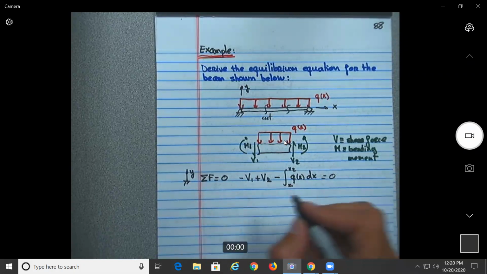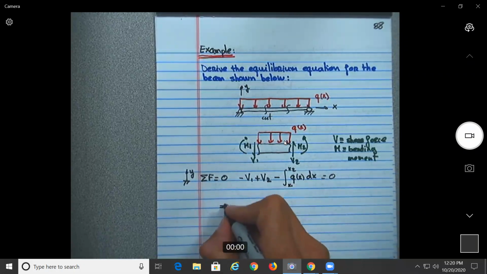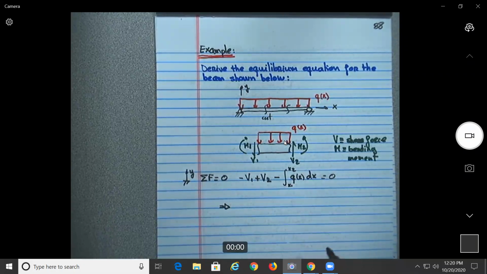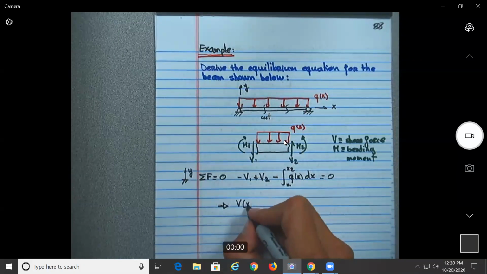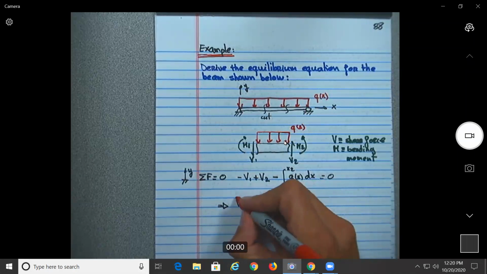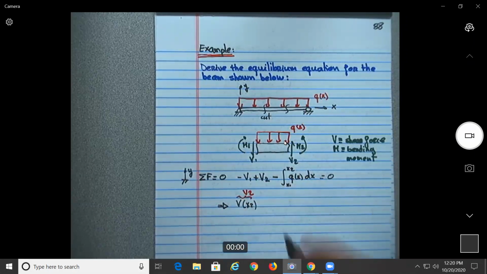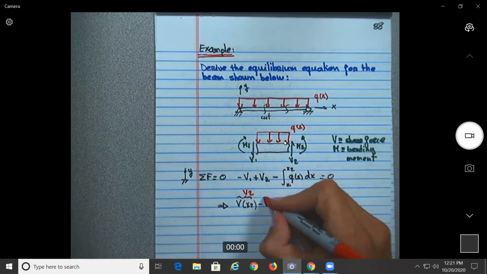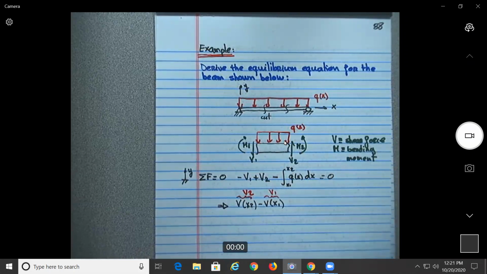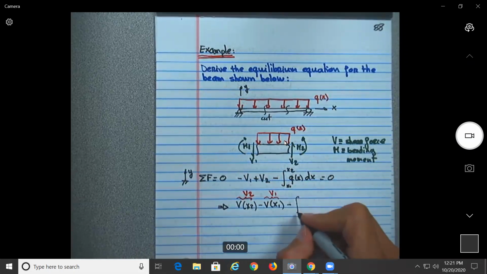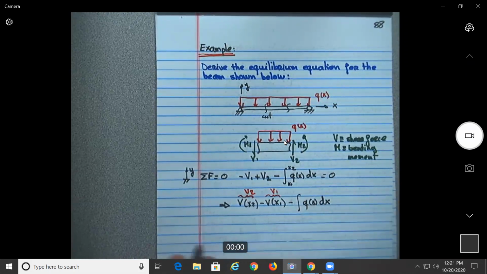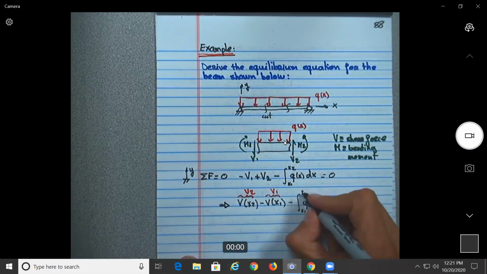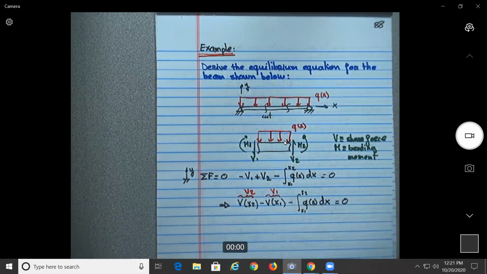All right, let me just rewrite this a little bit differently. If I move this one first, this will be V at x2. This is really V2 minus V at x1. This is really V1 minus the integral of Qx dx between x1 and x2 equal to 0.